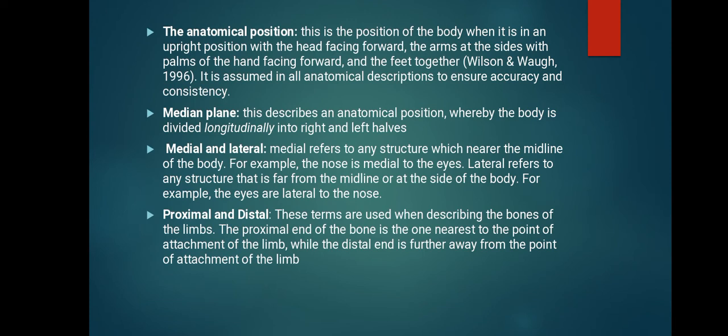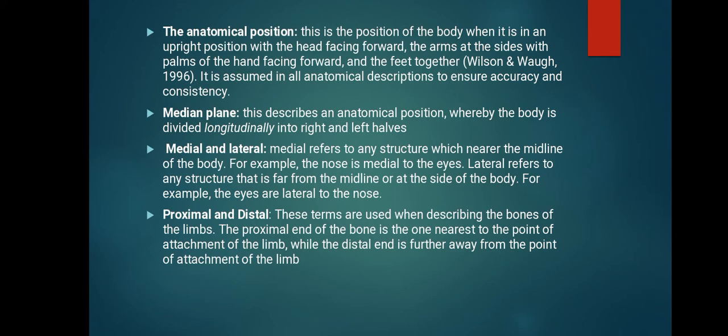So medial and lateral. Medial refers to any structure which is nearer the midline of the body. So the median plane divides the body into two. So medial is any structure near the middle line. It's an imaginary line. For example, the nose is medial to the eyes. It's very practical. Lateral refers to any structure that is far from the midline or at the side of the body. For example, the eyes are lateral to the nose.